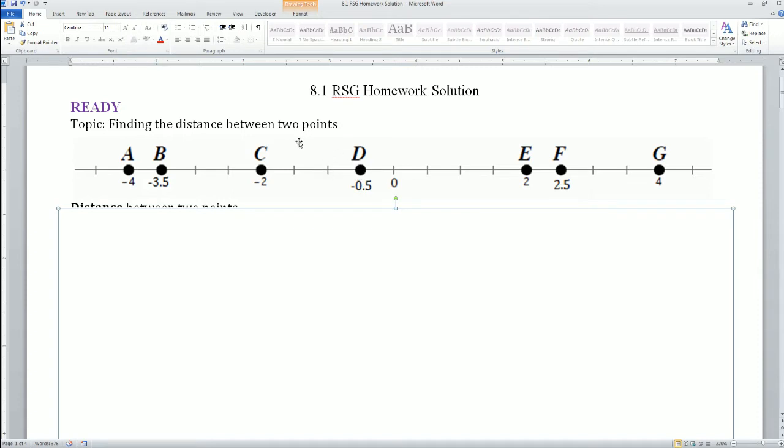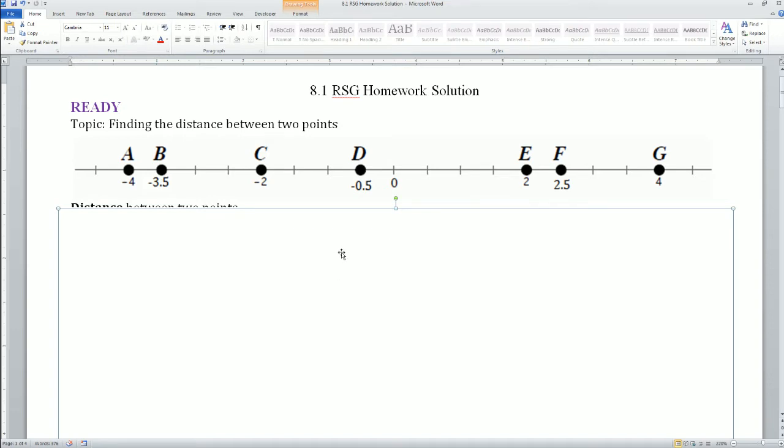This is negative 1, negative 1.5, negative 2 for C, negative 2.5, negative 3, negative 3.5, and that's negative 4. Likewise, to the right, it's also positive: 0.5, 1, 1.5, 2, 2.5, 3, 3.5, 4. I labeled the values so I could get the numbers much easier.